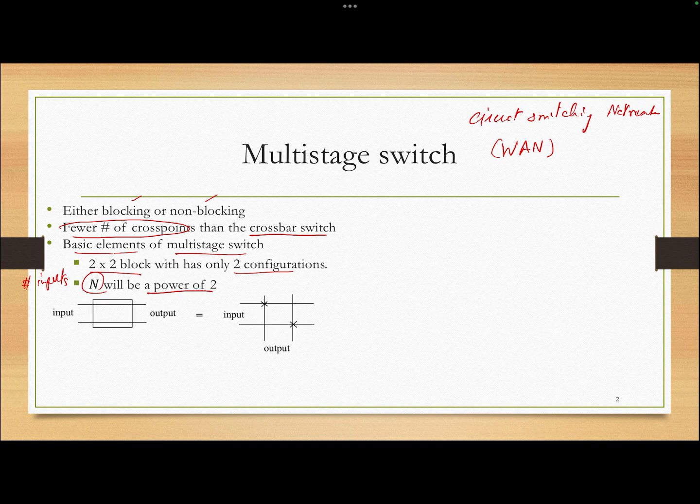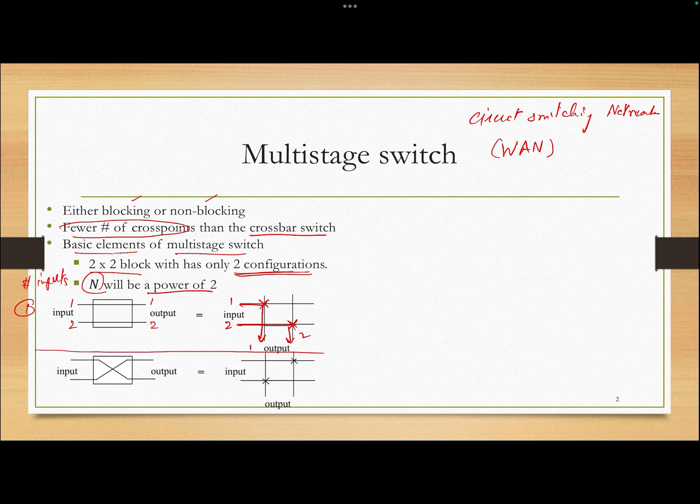So these are the two configurations. The first one is input 1 goes to output 1, input 2 goes to output 2. In terms of the cross points, you have these two cross points in use: 1 connected to 1 and 2 connected to 2. And the second configuration is this one. Input 1 goes to output 2, input 2 goes to output 1, and the cross points are this one, 2 to 1, 1 to 2.